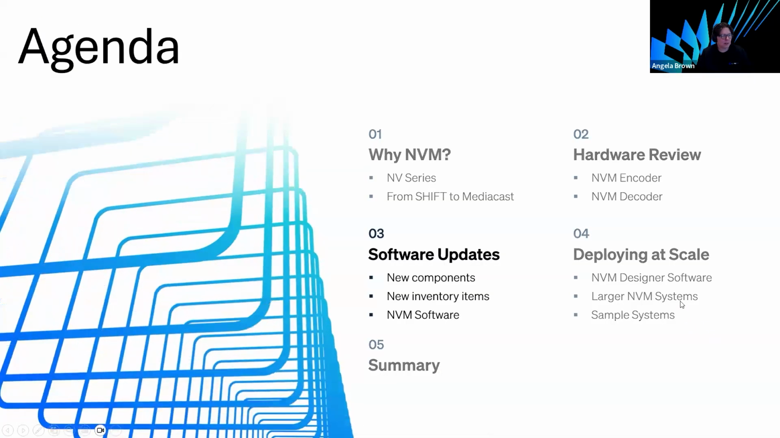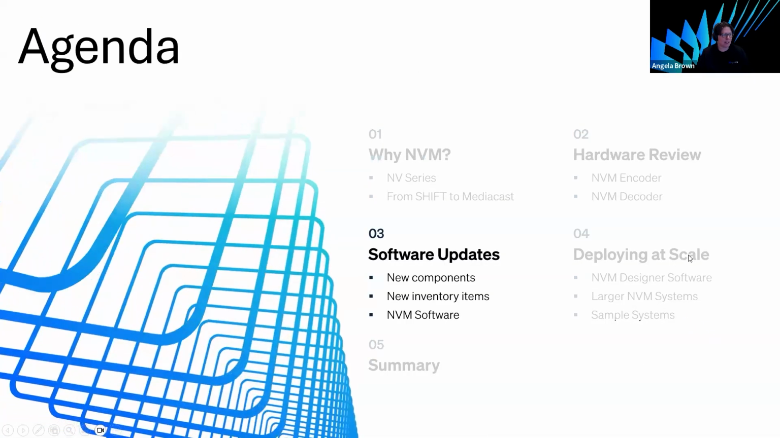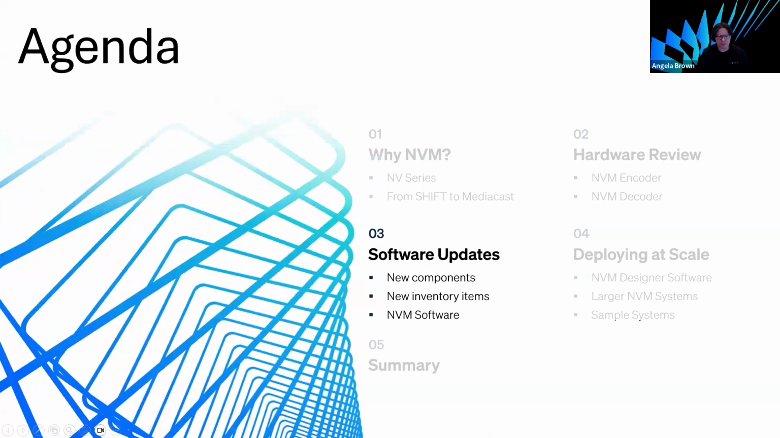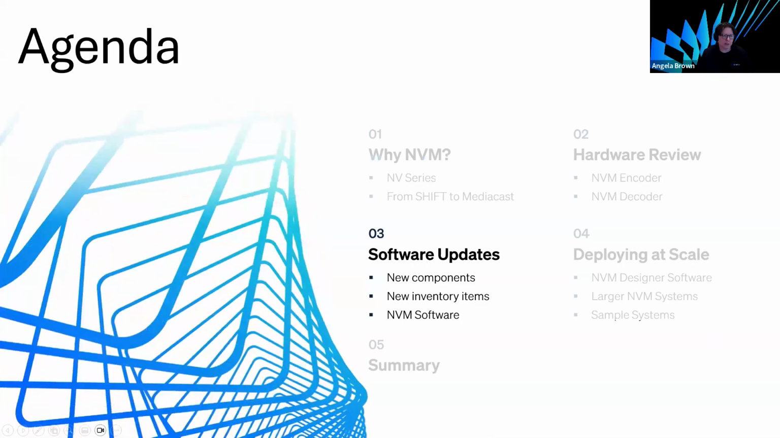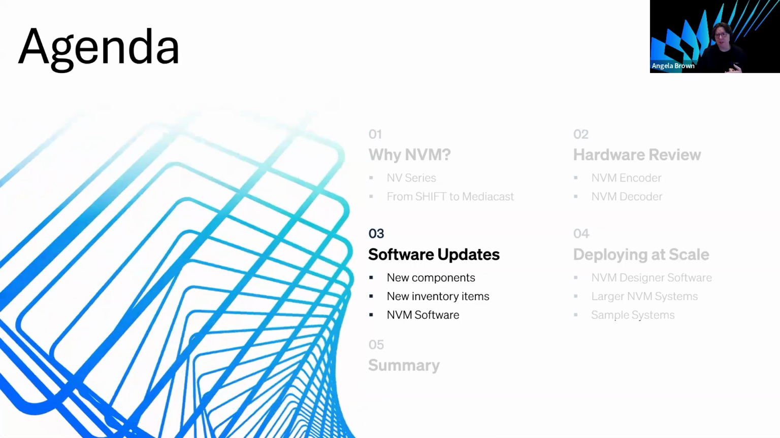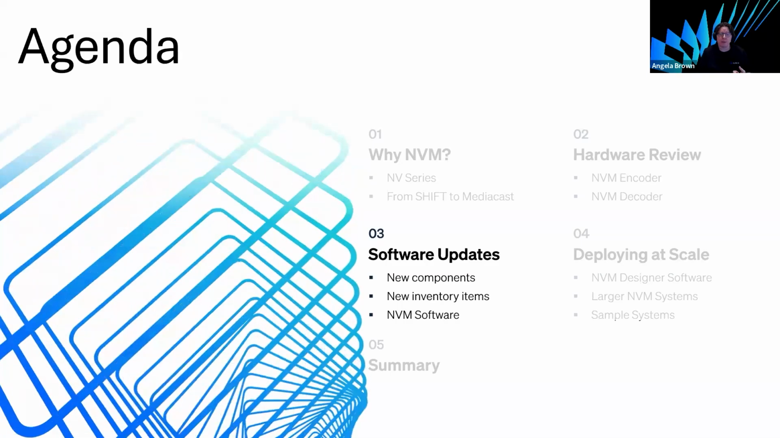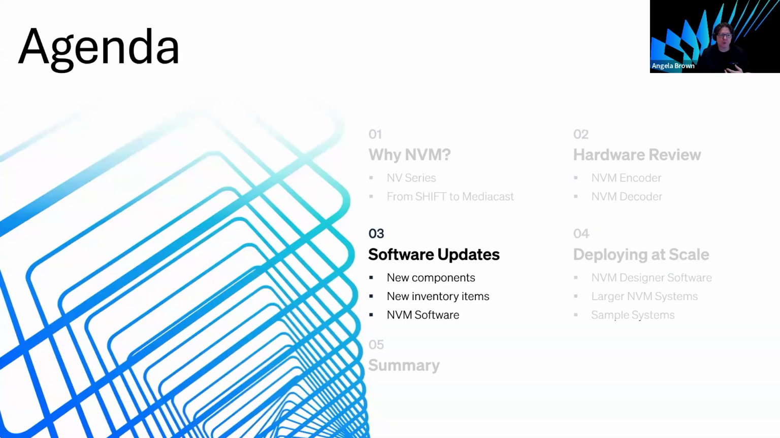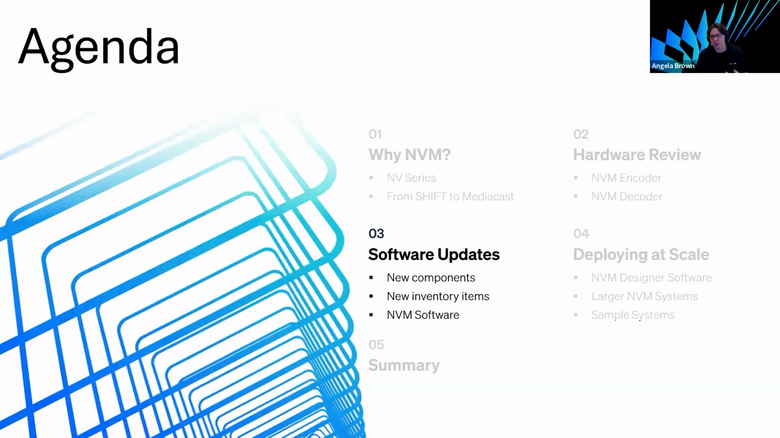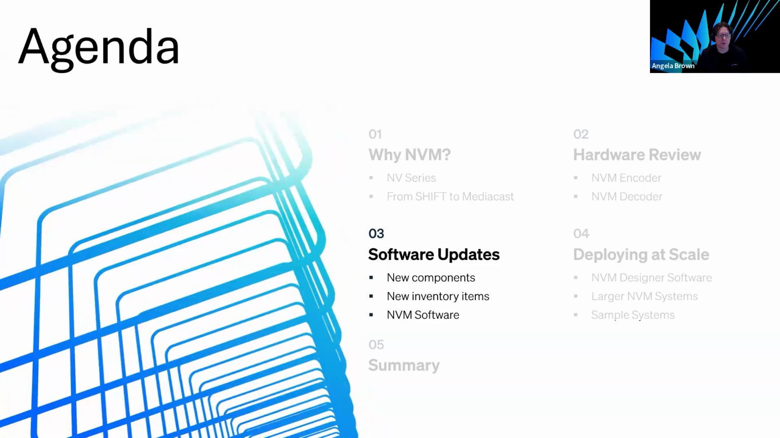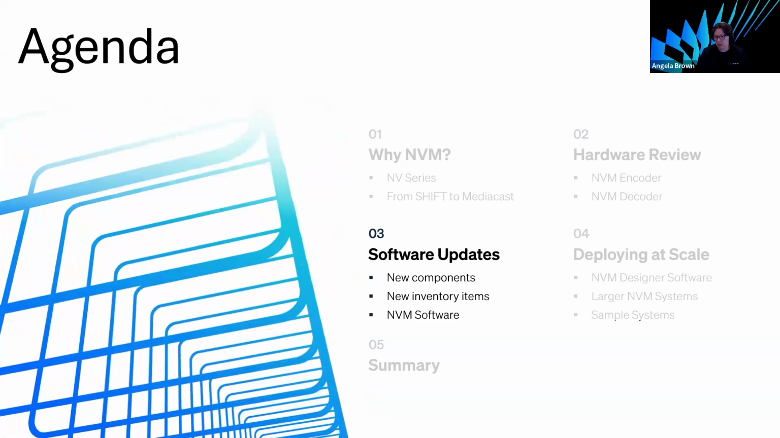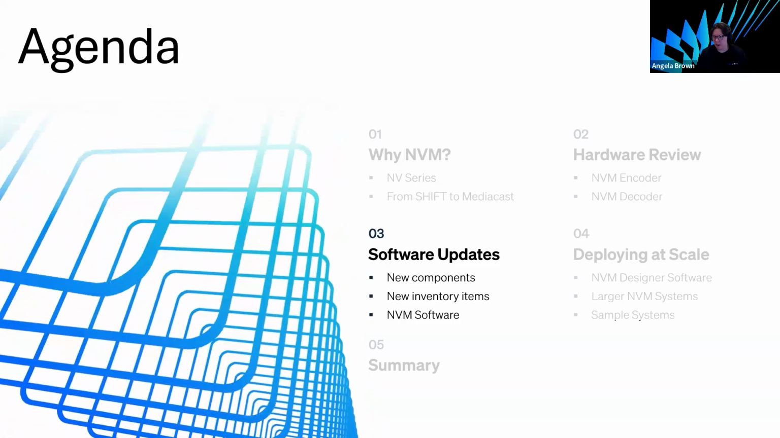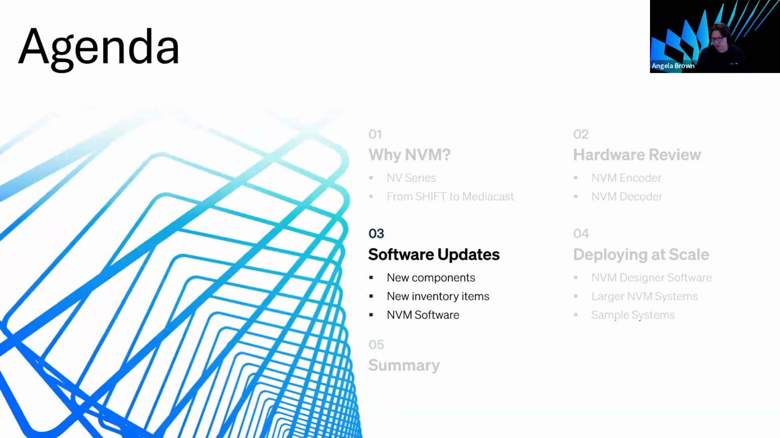So I've already said all the things I wanted to say about this slide on the last slide, so we'll just keep on moving. But we've actually added components in our schematic library. We've added inventory items, and we've added embedded software. So we're now going to talk through all 3 of those things. But before we do that, I'm going to answer Josh's question.